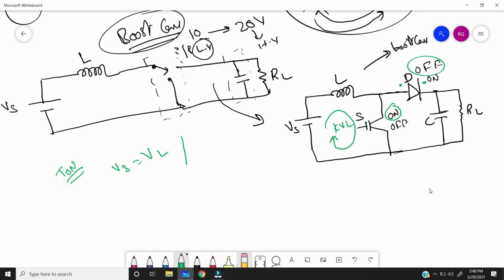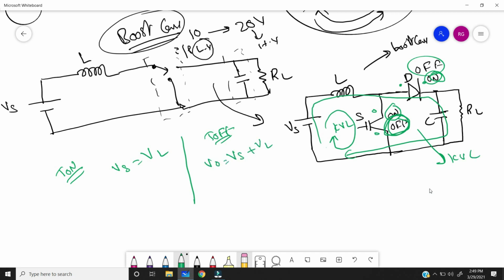If you take the T off condition, the switch is off, which means the diode is on. Here this is the open circuit. All current flows from the inductor through the diode and then the capacitor to the load. This is the closed path. If you apply KVL, we get V0 equal to Vs plus VL. The output voltage is what we stored in the inductor plus what we have in the input.